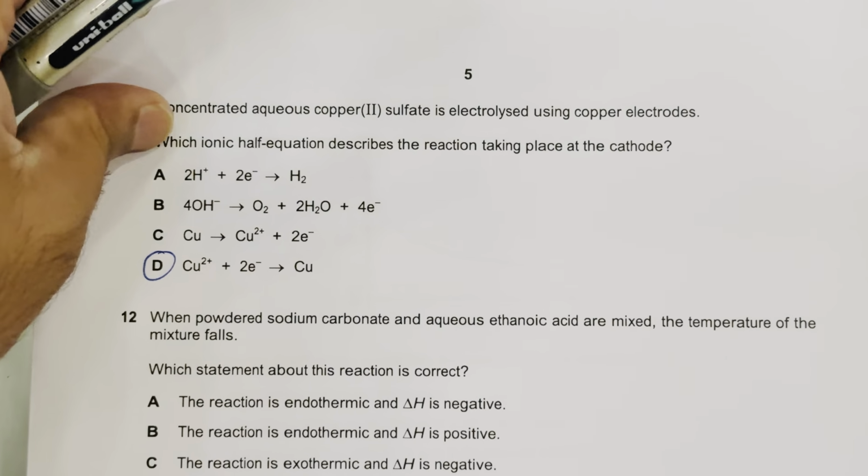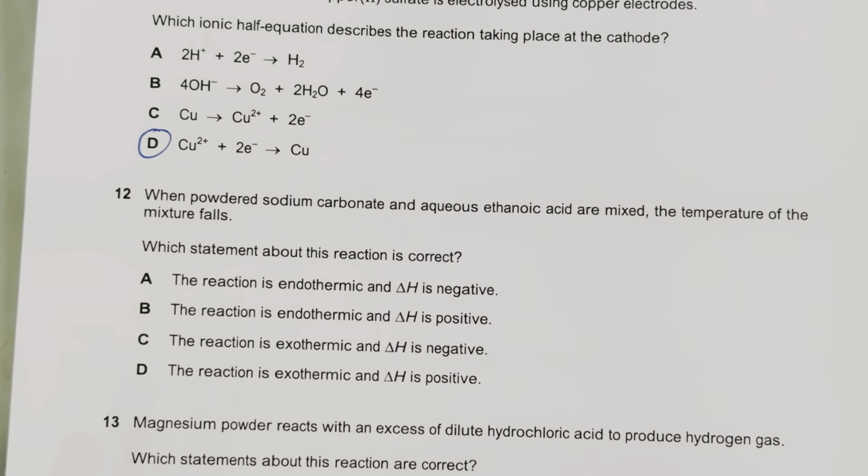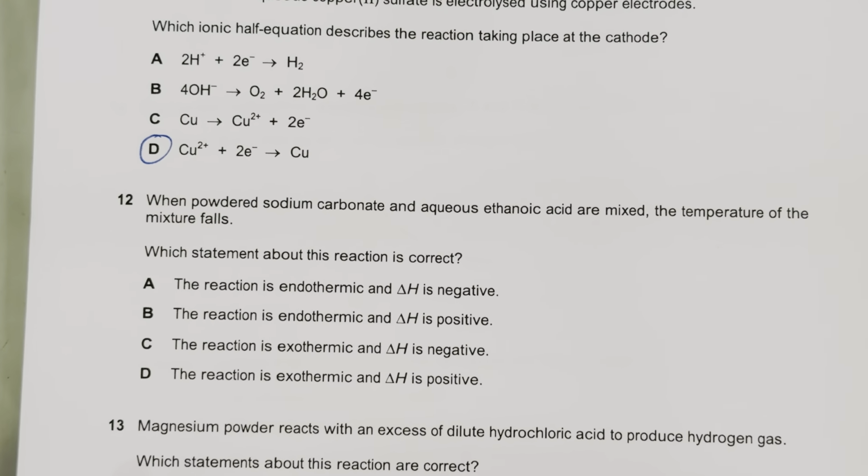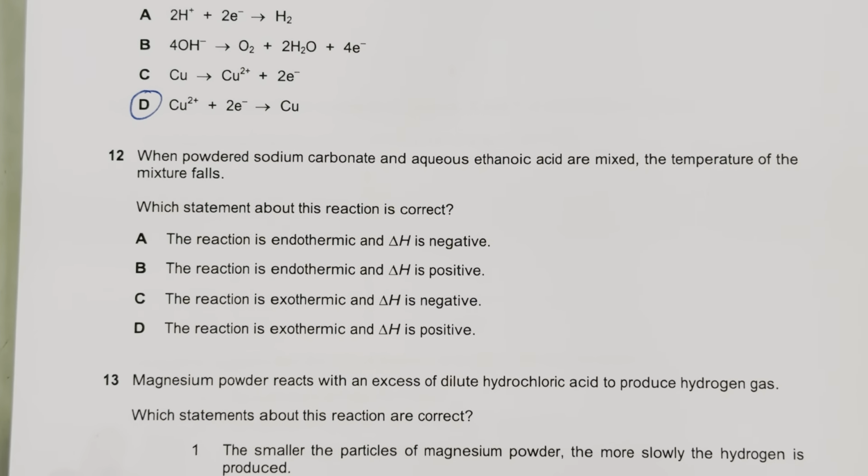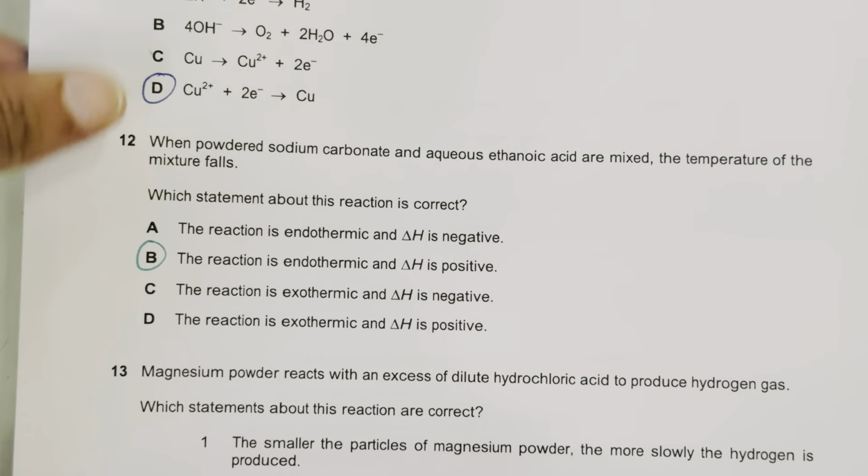Question number 12 is that when powdered sodium carbonate and aqueous ethanoic acid are mixed, the temperature of the mixture falls. Which statement about the reaction is correct? The reaction is endothermic and delta H is negative. No, for exothermic, delta H is negative. The reaction is endothermic and its delta H is positive. Yes, this is the correct option. Option B is right, because the temperature of the mixture falls, that's why it is an endothermic reaction.